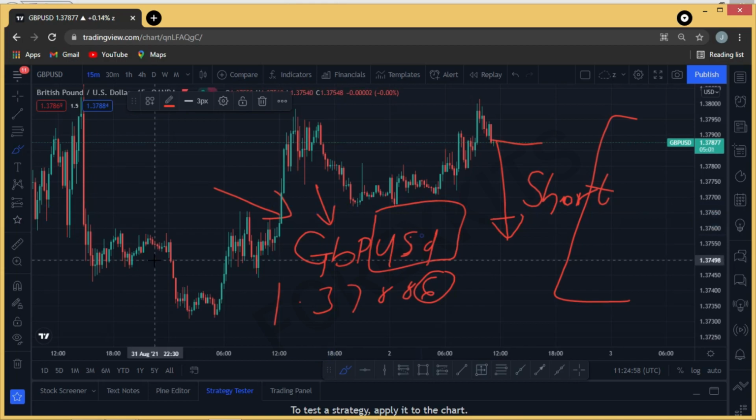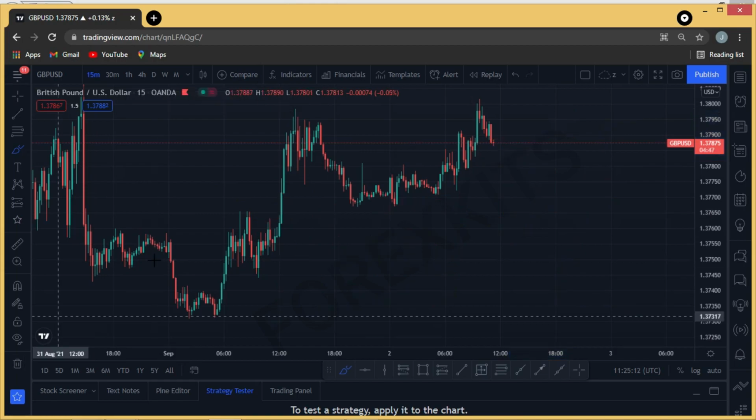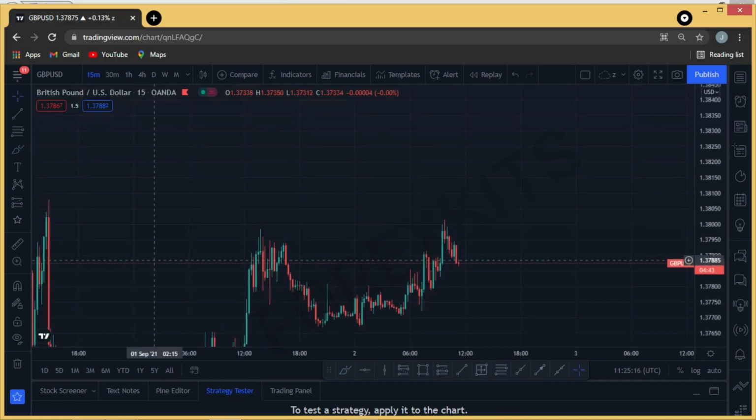If the US dollar is going to weaken and GBP is going to gain strength, that means that you expect the chart to go up. You expect to see an upward movement on your chart, and that means you get into a buy trade, and eventually if it goes up, you profit from that particular trade.